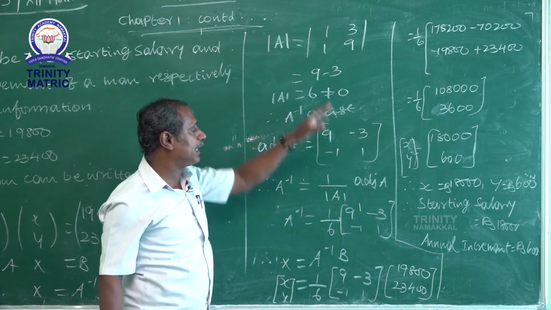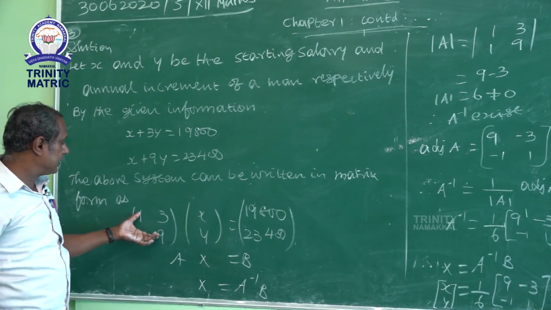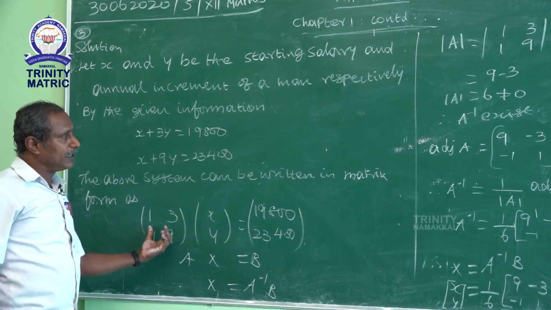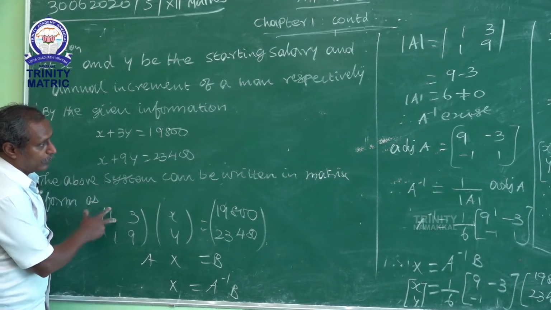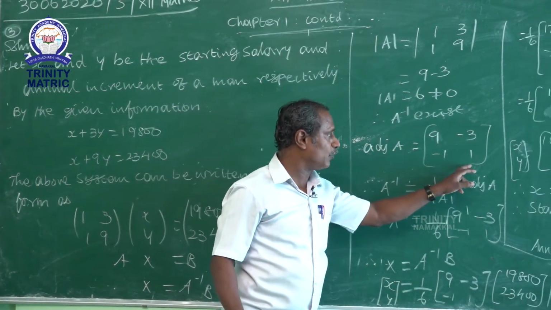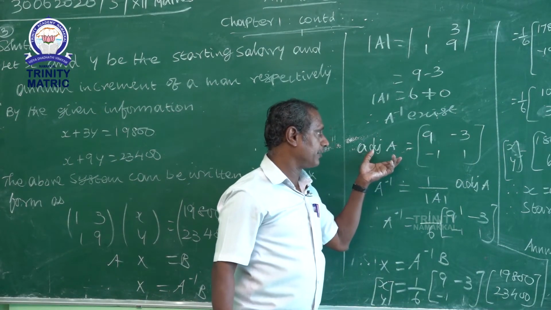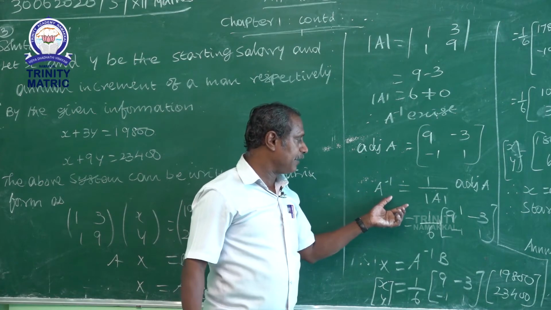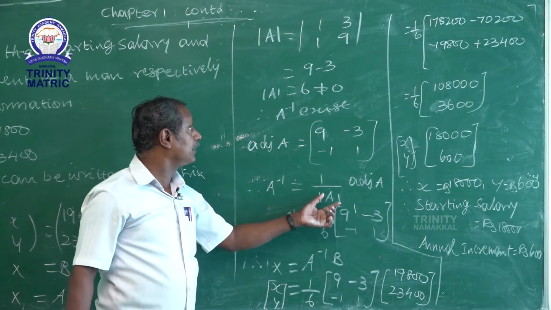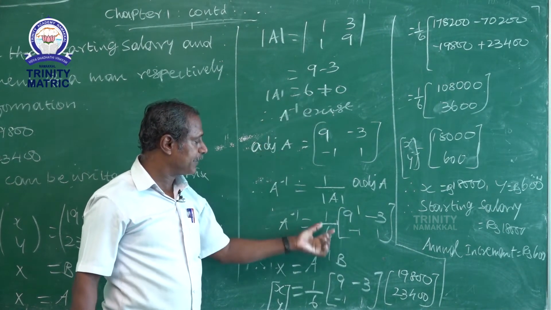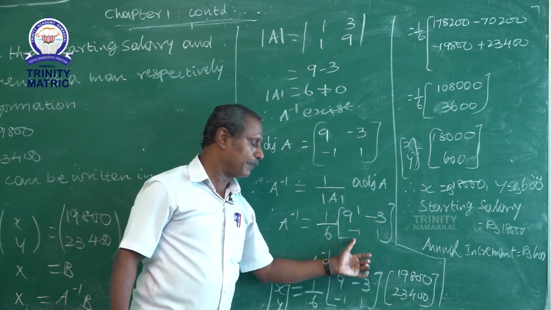For a 2 by 2 matrix, we can find the adjoint directly. That means interchange the main diagonal elements, and change the signs of the secondary diagonal elements. Here interchange the elements 9 and 1, so the leading diagonal becomes 9 and 1. The secondary diagonal only has its signs changed, that is minus 3 and minus 1. This is our adjoint of A. After that, A inverse equals 1 by determinant of A times adjoint of A. Substituting the determinant value 6, A inverse equals 1 by 6 times the matrix [9 -3; -1 1].